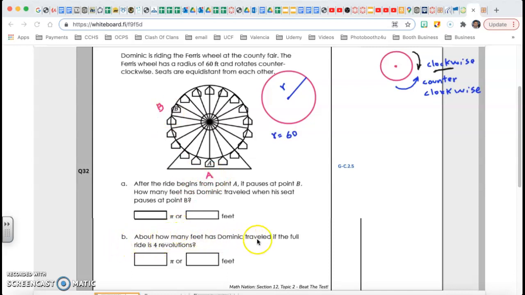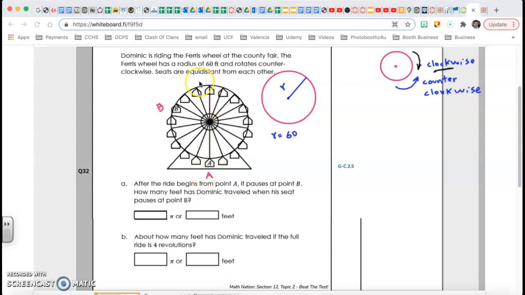About how many feet has Dominic traveled if the full ride is 4 revolutions? All right, guys, so first of all, a revolution is one time going around. So he started at point A and goes all the way around. That was 1 revolution, 2 revolutions, 3, one more, and then 1 more. That's 4 revolutions, right? Okay, cool.